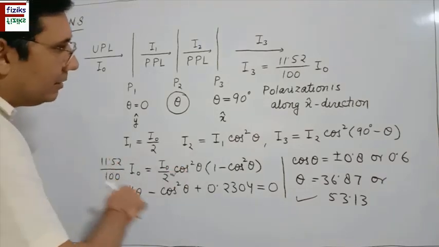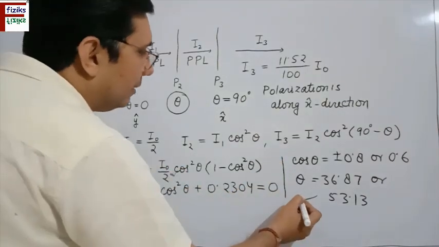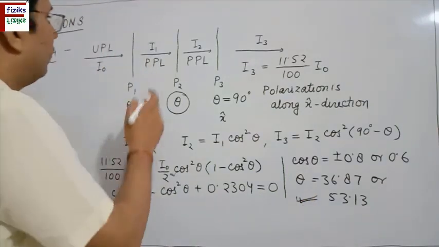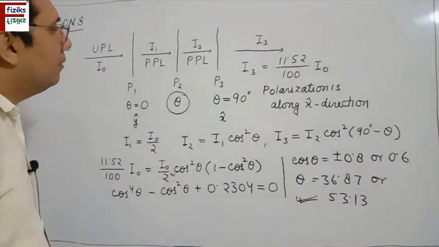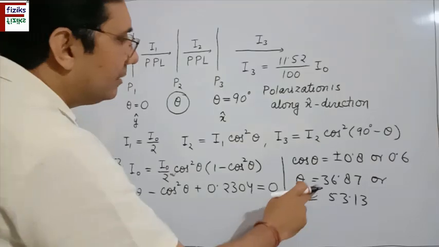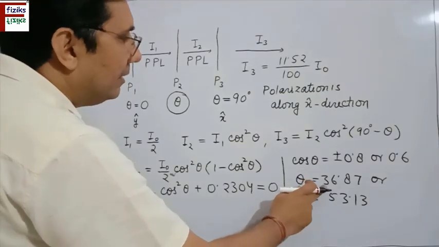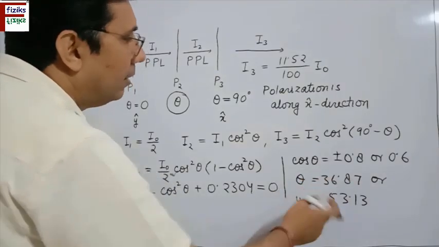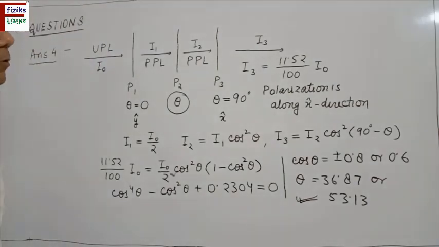So by solving this equation, we find that theta, the angular position of the pass axis of the second polarizer, can be either 36.87 or 53.13. This is question number 4, very important from the exam point of view.